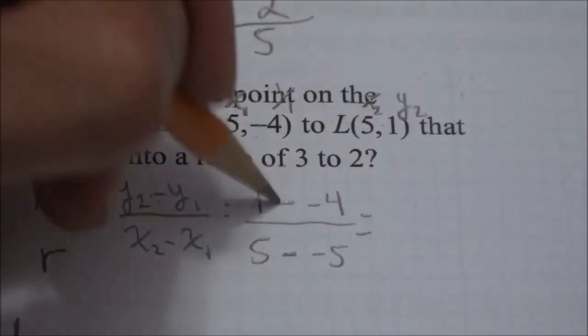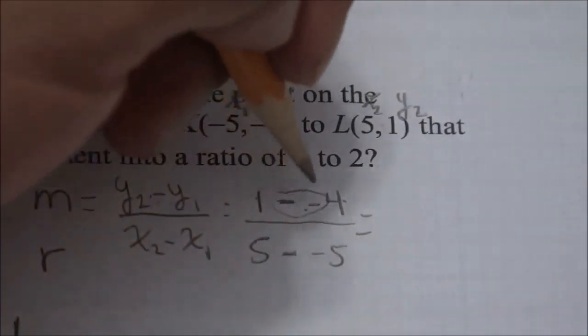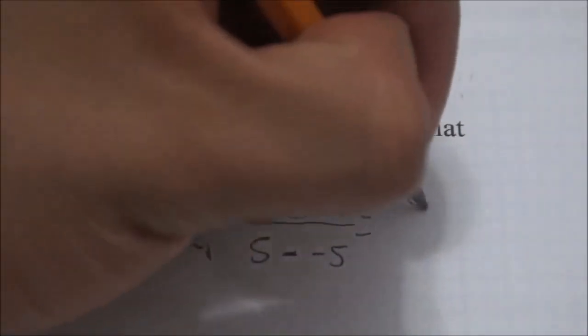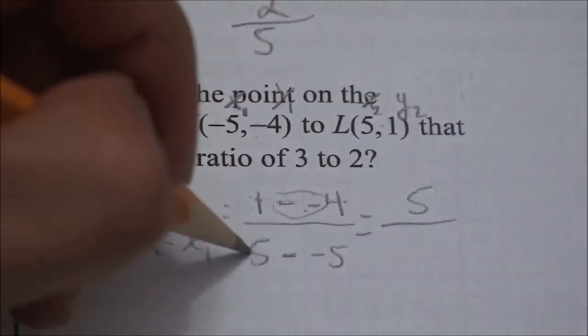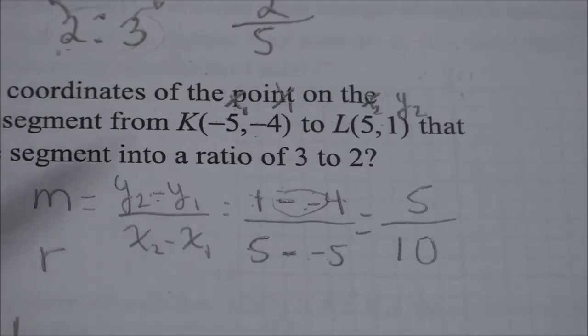And this is 1 minus negative 4. I hate to see two negatives together, so negative times negative is positive. So in reality, this is 1 plus 4, 5. 5 minus negative 5, I already went through that, so it's 10. Okay? So the slope is 1/2.